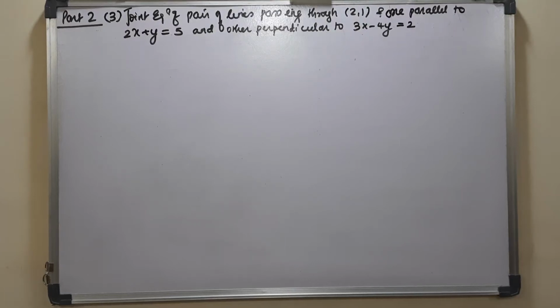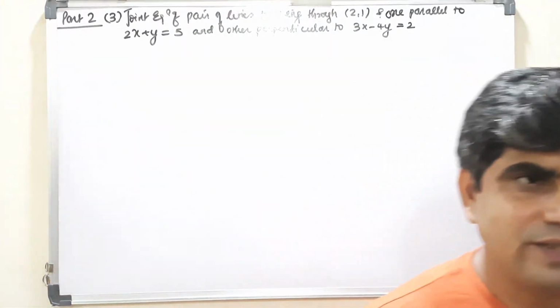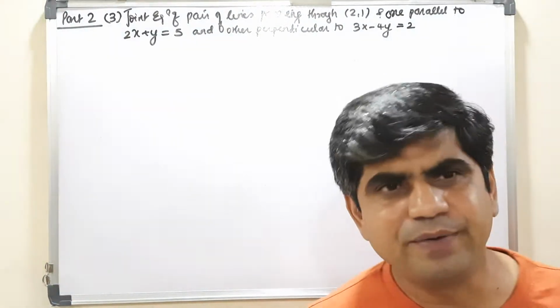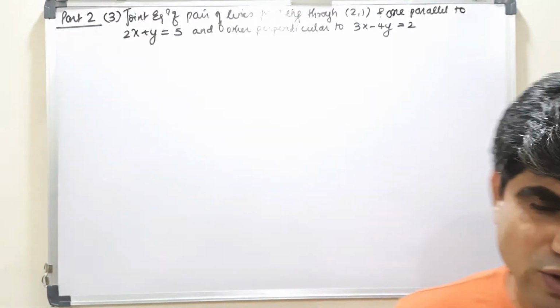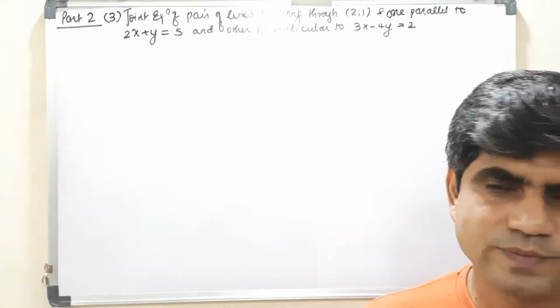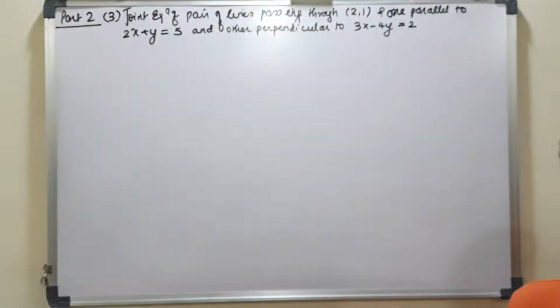Welcome back. In the last session we saw what is meant by a combined equation, what are separate equations, and the joint equation given by ab equal to 0. We proved this concept also, and we did two or three questions based on it. Now we will continue with that study.